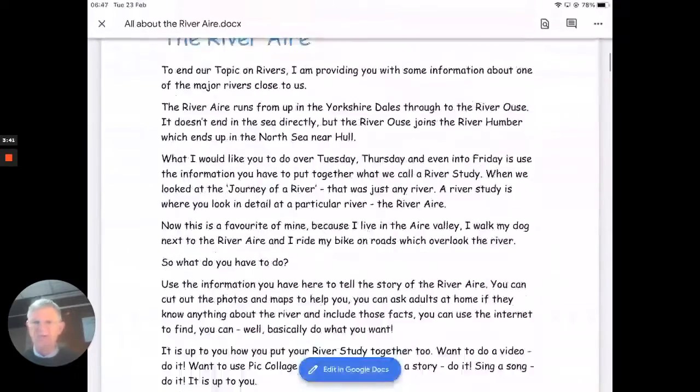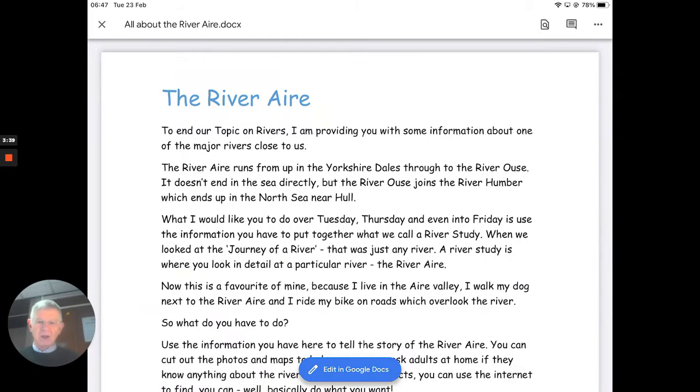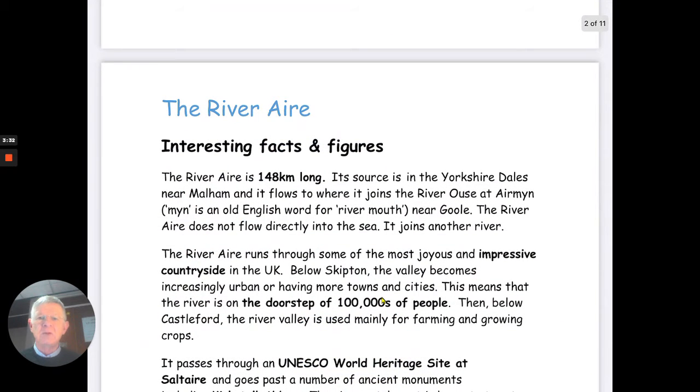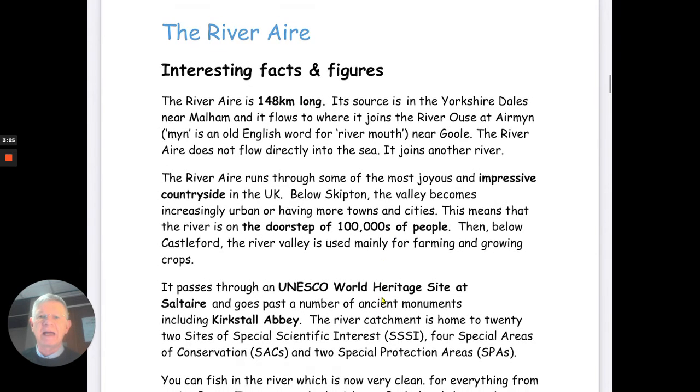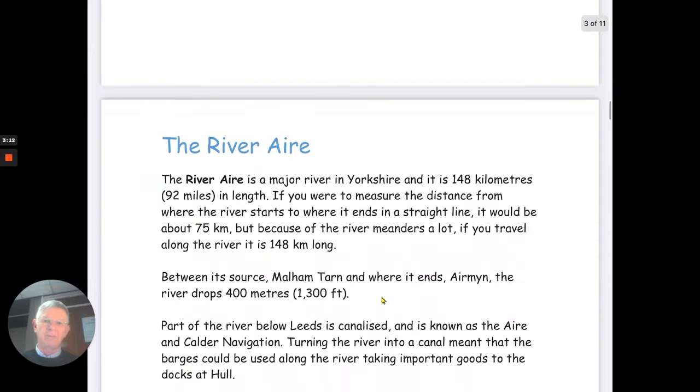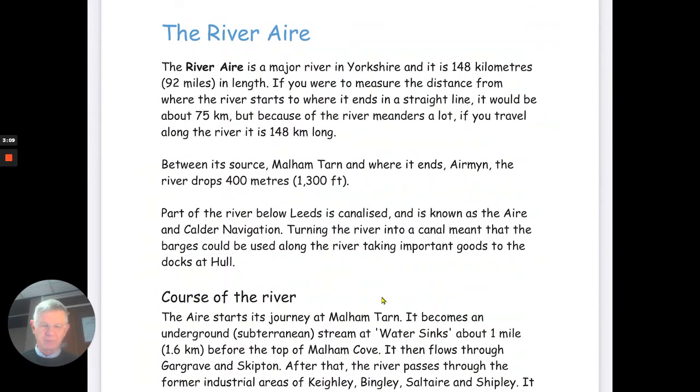Okay, so the first part I think is for you to carefully read through line by line each of the sections of information that you've got. Use a pencil, underline bits of information that you might want to use. For example, on the screen now, the River Aire is 148 kilometres long. You might underline that because you might put that into your river study. So you're just looking for bits of information that you can use to put into your final piece of work.